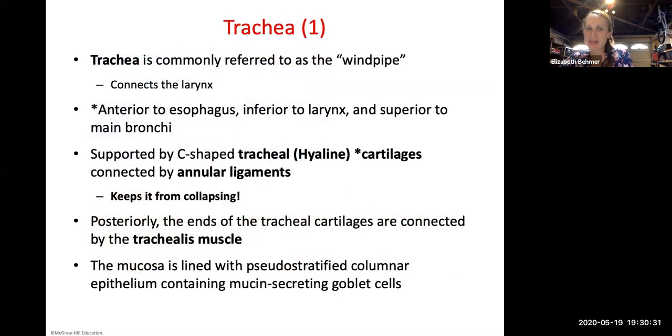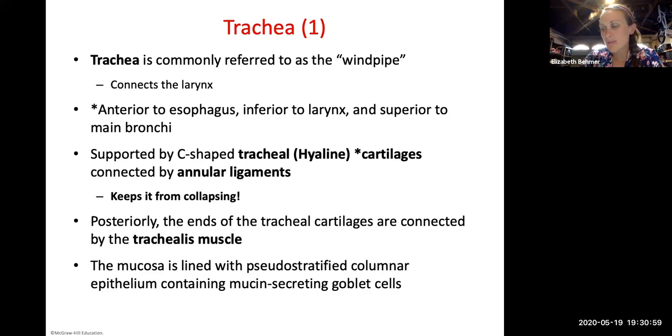Okay, so then the trachea, we're working our way down. The trachea is commonly referred to as the windpipe, and it will connect the larynx to the primary bronchi in your lungs. I don't know why that got deleted there, but in your notes, number 8, the trachea is the blank, and that will connect the larynx to the primary bronchi.